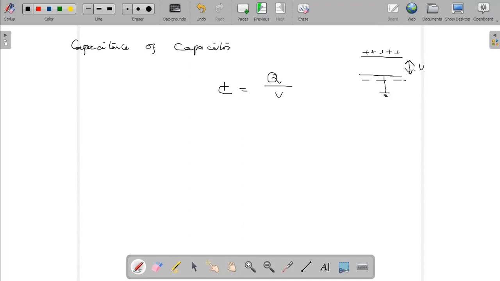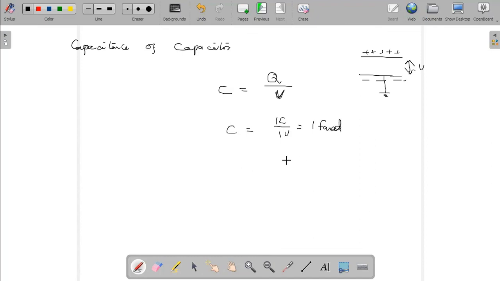So, capacitance of the capacitor is defined as the charge given to the capacitor to the potential difference between the two plates of the capacitor. Capacitance unit is 1 coulomb, the unit of charge is coulomb, per 1 volt, which is equal to 1 farad.